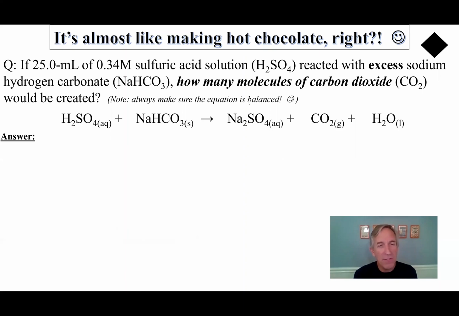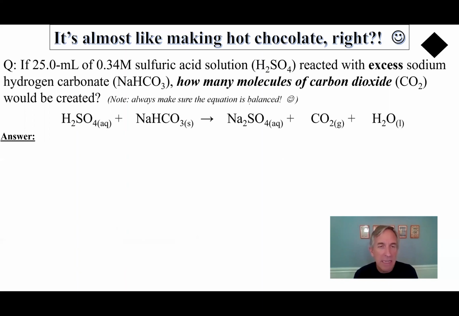But the beauty of this problem is I've told you that you have excess sodium hydrogen carbonate. So that means this is not a limiting reactant problem, because excess sodium hydrogen carbonate will react with all of the sulfuric acid to produce the product that I want to make. In this case, I'm looking at carbon dioxide.